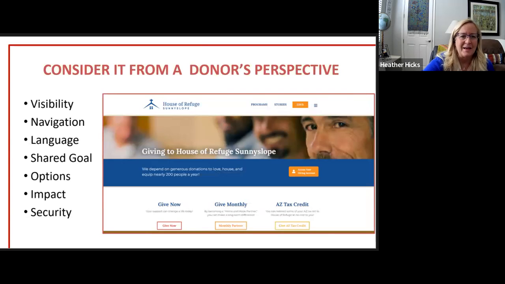So here's something very common that a donor is looking for: clarity and visibility. Do I know where to go when I first go on your website? If you don't highlight that give button, then sometimes people get lost in all the information on a home site. So use highlighted give buttons that are easily recognizable and give easy navigation, so they can click right on that.